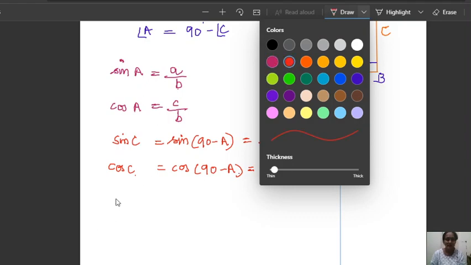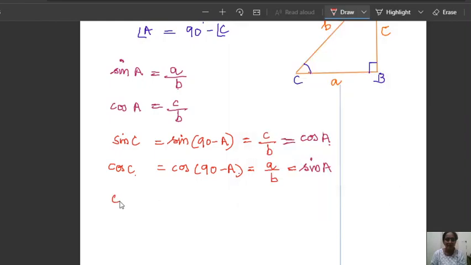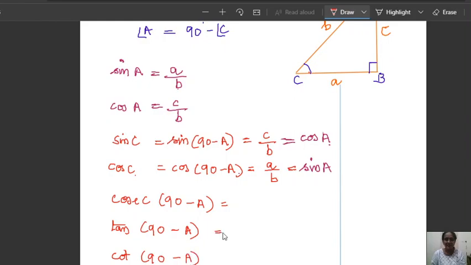Yeah, let me write for the other trigonometric ratios. It is cosecant 90 minus A. Let me write tan 90 minus A, cot 90 minus A. Rest of the ratios you can write yourself.